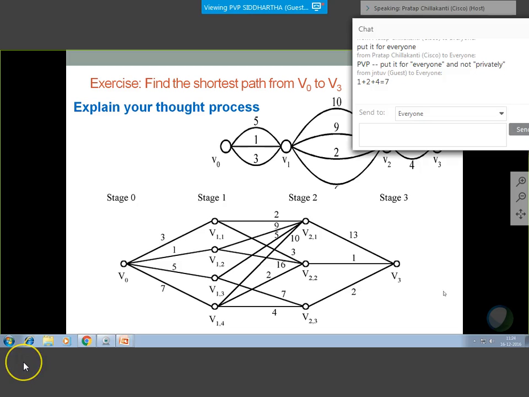You take 1, 2. Okay, and put your thought process. What is the thought process?